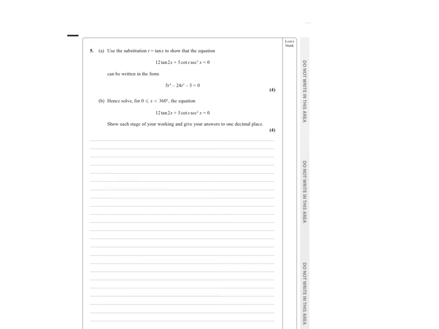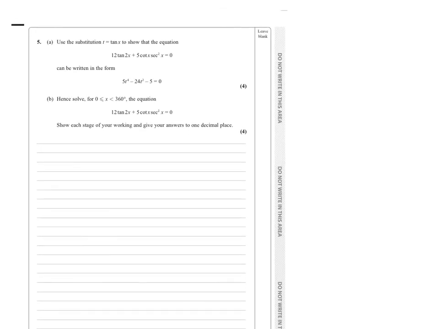Question 5a says use the substitution t equals tan x to show that the equation 12 tan of 2x plus 5 cot x sec squared x equals 0 can be written in the form 5t to the power of 4 minus 24t squared minus 5 equals 0. So we've been given the substitution, but if you look closely, we've been given tan x and we have tan of 2x. So we are going to have to use the double angle formula.